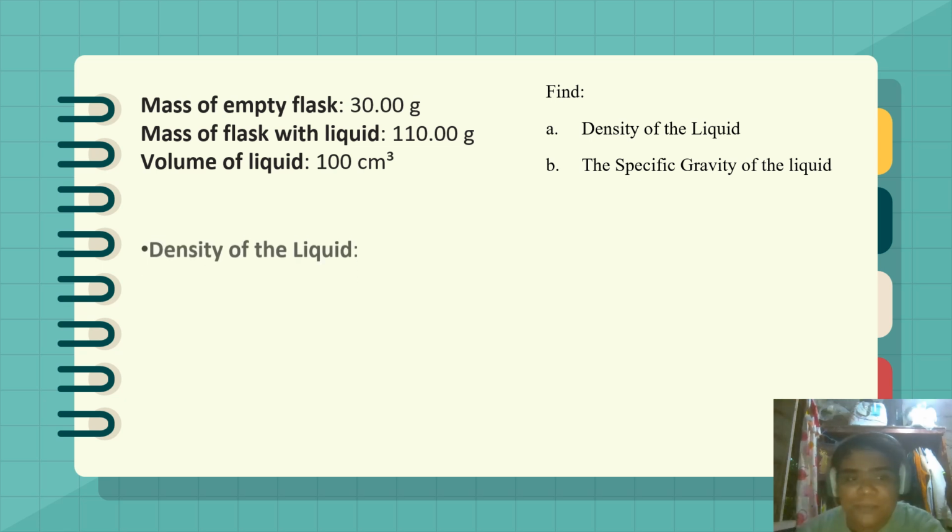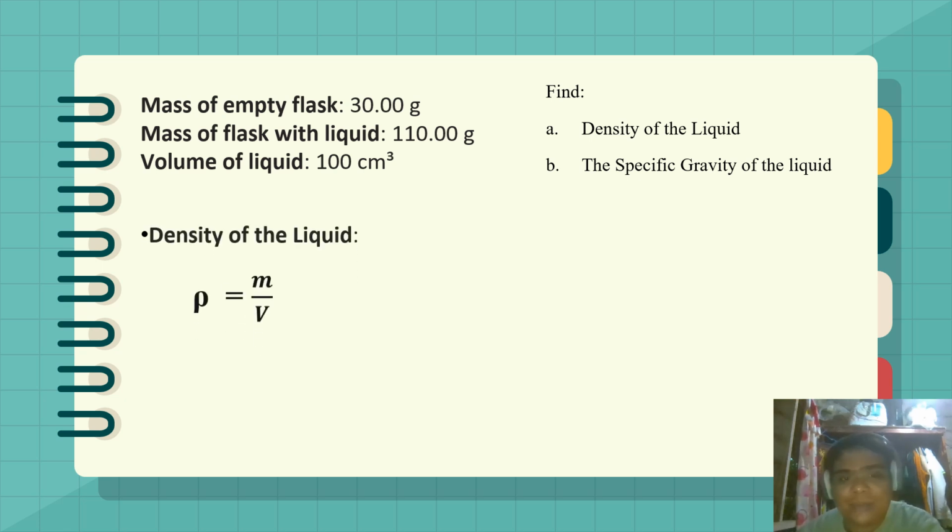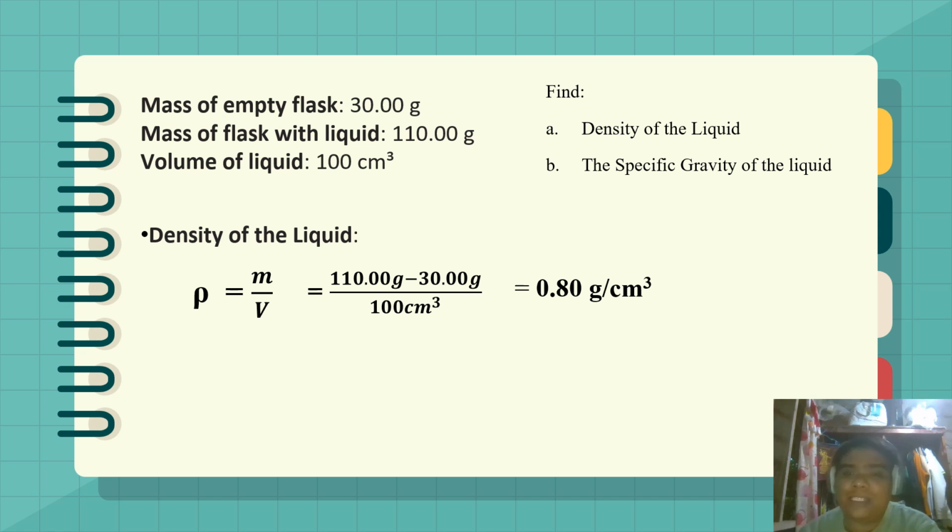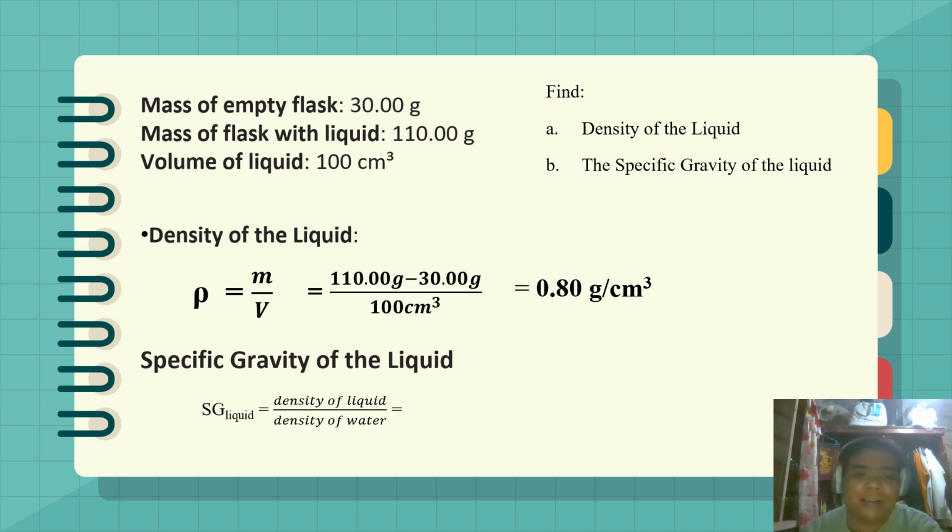So with this, the density of the liquid. We will use this formula. The formula of rho is equal to mass over volume. So equals 110 minus 30 over 100 cubic centimeter. So it will give us 0.80 gram per cubic centimeter. So specific gravity of the liquid, on the other hand, we will use the density of the liquid over the density of the water. So 0.80 gram per cubic centimeter over 1 gram per cubic centimeter, and that will give us 0.80.